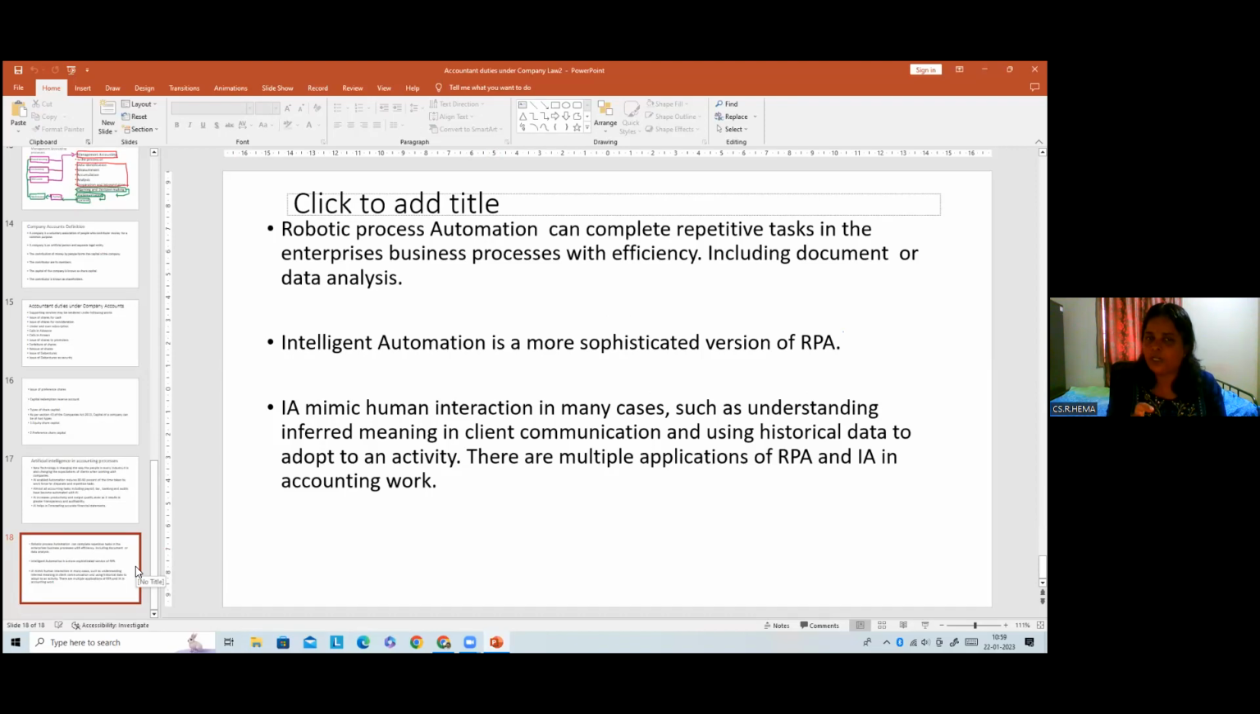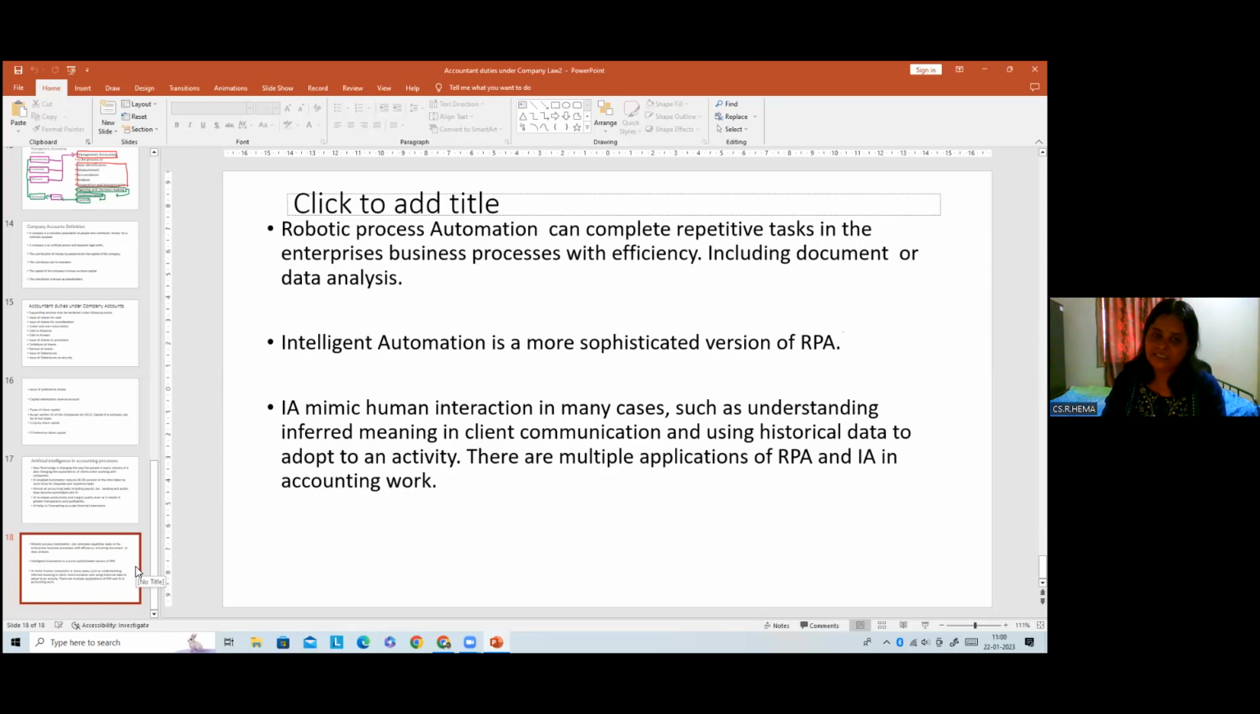Under artificial intelligence, there is one keyword to be known: robotic process automation, which can complete repetitive tasks in the enterprise business processes with efficiency. What are these enterprise business processes? All the accounting information is said to be enterprise business processes, with efficiency, including document and data analysis. The robotic process automation will also do analysis.